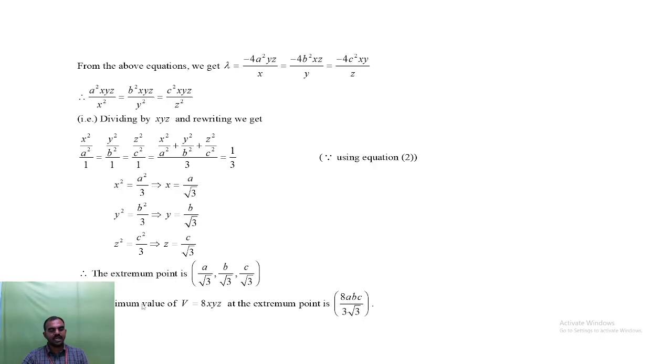So the maximum value of V equal to 8xyz at the extreme point. Substitute the x value a by root 3, y value b by root 3 and z value c by root 3 in here. What do we get? The multiplication abc, and the denominator root 3 into root 3 into root 3 is 3 root 3. So we get the answer 8abc by 3 root 3.